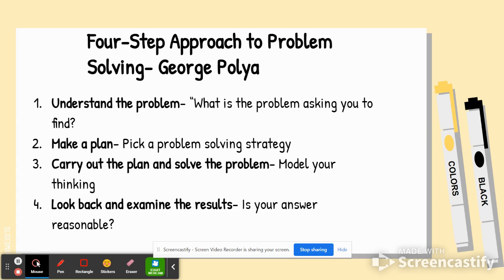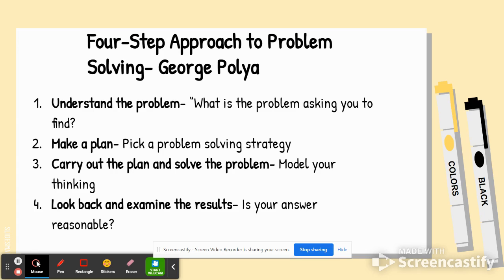So number three, carrying out that plan and solving the problem, modeling their thinking. So if it's not in a math course that you're thinking about problem solving, students can still model their thinking in Frayer models, graphic organizers, timelines, and in math, number lines. There's a lot of different ways that they can prove their thinking.